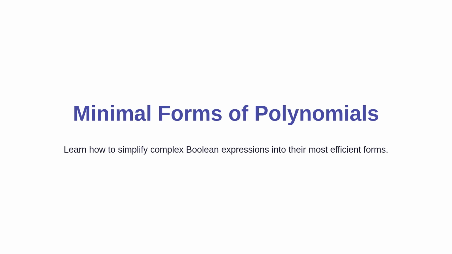Welcome to Discrete Mathematics. Today we are going to explore the minimal forms of polynomials. Imagine giving someone directions to a store. You could give them a long, winding route, or you could just tell them it is right behind them. Both get you to the same place, but one is vastly simpler. In digital logic, we do exactly the same thing with Boolean expressions.